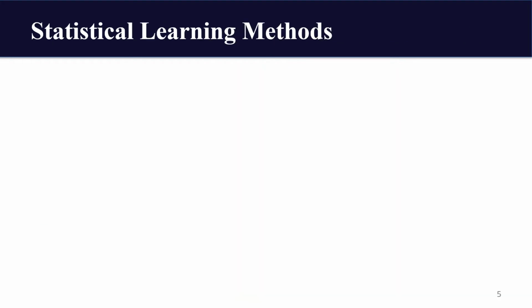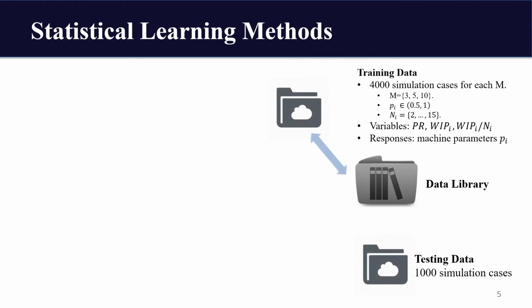This is an overview of the statistical learning method. We can create a data library offline, which is easy to call. Our training data can come from the data library. They can be experiment data or simulation data. Here we use simulation data. Specifically, we simulate 3,510 machine lines, 5,000 observations for each, and randomly select 4,000 as training data, 1,000 as testing data. In the data set, the variables are related to the performance metrics, including PR, WIP, and WIP divided by N in each buffer. Responses are the machine parameters.